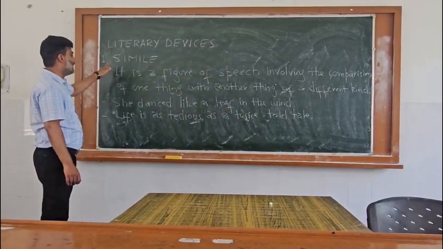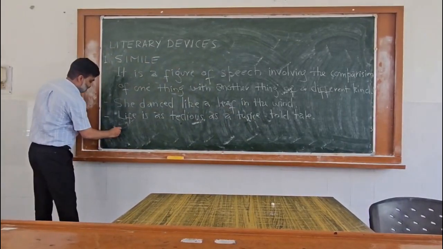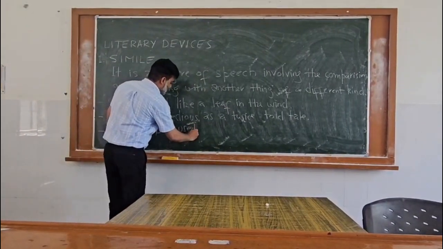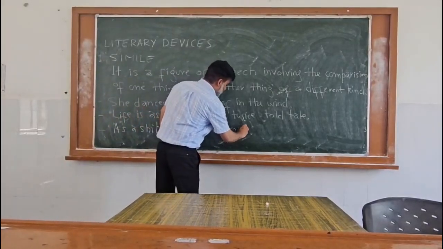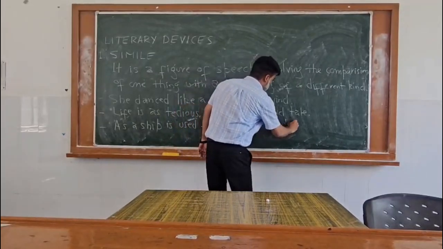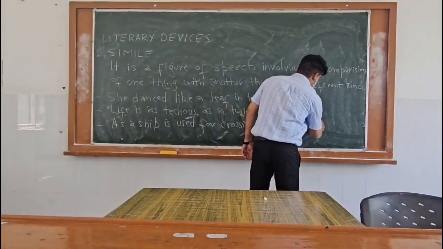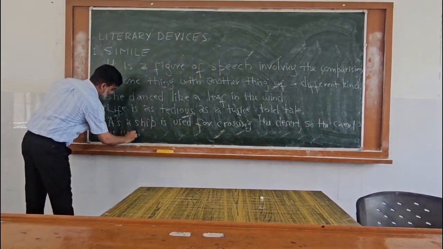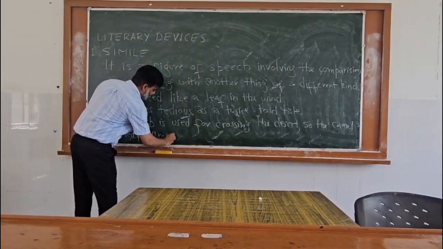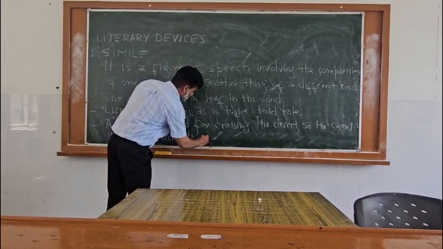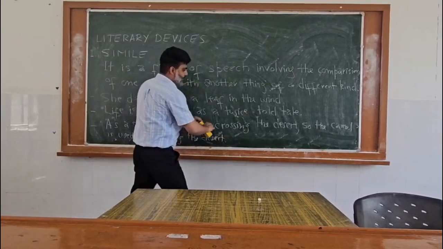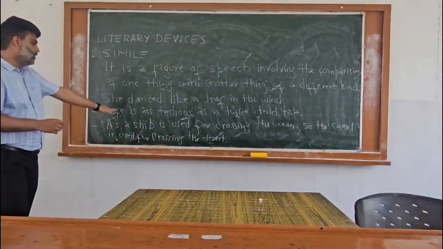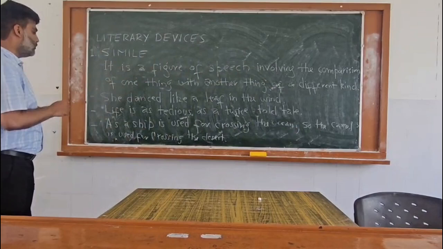Let's try to understand simile with the help of one more example. So, example: as the ship is used for crossing the ocean, so the camel is used for crossing the desert.